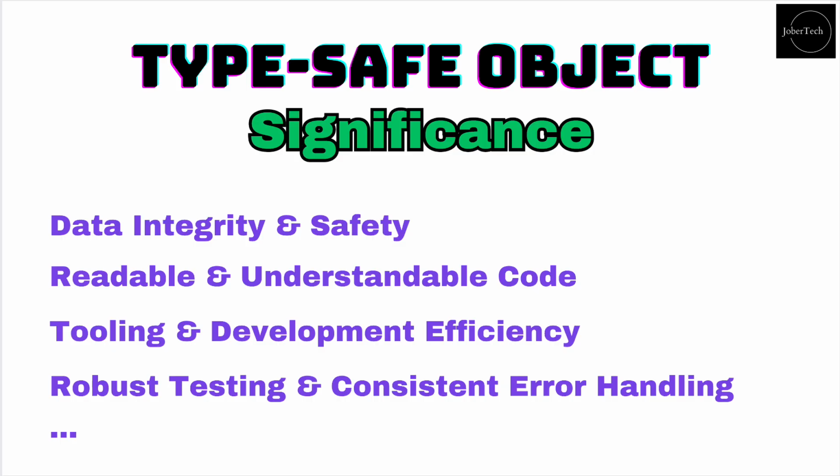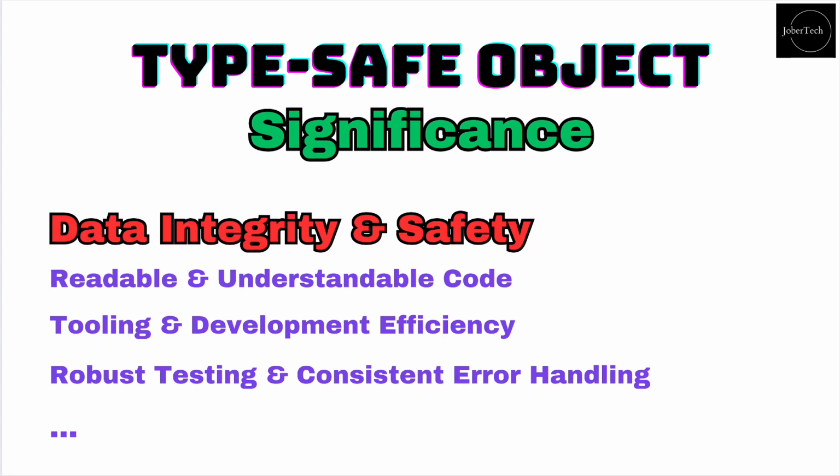The significance of creating an object and converting remote data into a type-safe object is numerous. Data integrity and safety. A type-safe object ensures that your data adheres to the expected structure. This massively reduces the chance of encountering unexpected data or the dreaded null values where you least expect them.